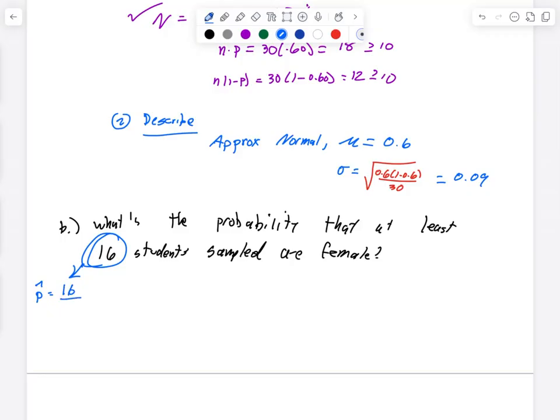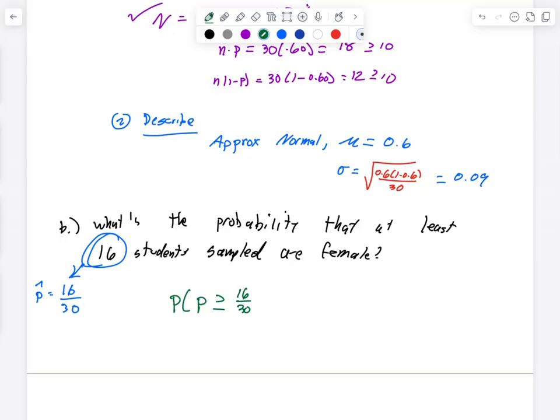So now I want to find the probability that p hat is greater than or equal to 16 over 30. We're just leaving it at 16 over 30. You can write it as a decimal if you'd like to, but it's like, what is that, 0.5? It's not 0.55.